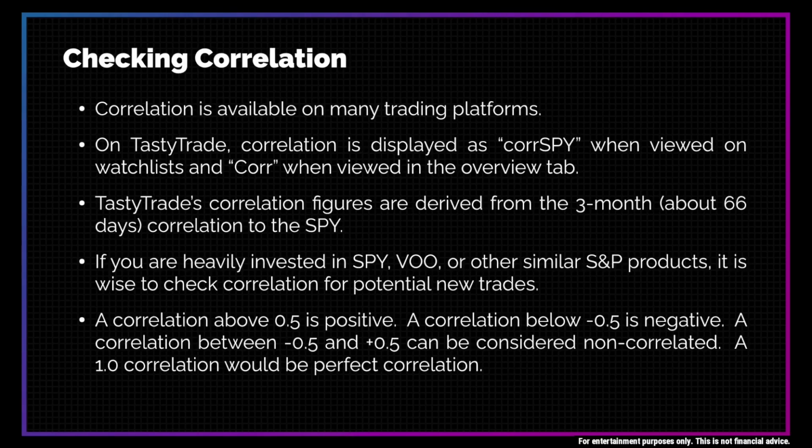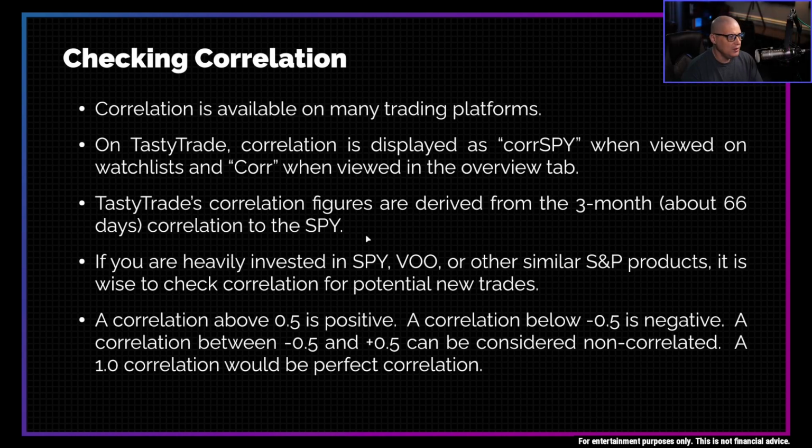So if we go back to the slides here, one thing to note about TASTYTRADE's correlation figures, they are a 3-month correlation to the SPY. So they take, for example, the track record of Apple and SPY over the last 3 months, and that's what they derive that number from. So it's a 3-month correlation period. And what that means is that's about 66 days. Well, aren't there 90 days in 3 months? Well, we're talking about trading days, right? So 3 months worth of trading days is typically around 66 days.